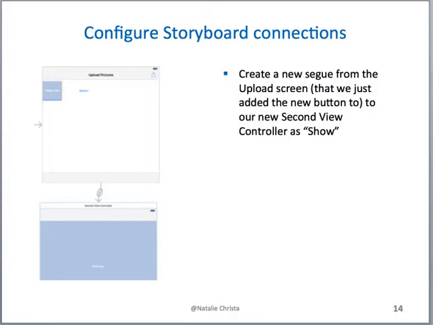From there, you're going to configure the storyboard connections, and what this means is you'll hit Control and drag from the upload pictures to your new second image viewer, and it will create this connection right here. And I chose to have mine set as show. There'll be a few options, but we chose show.